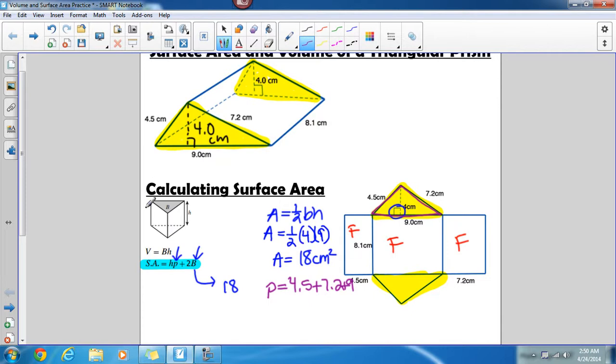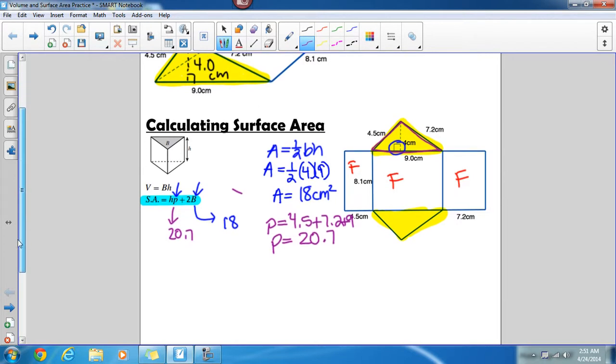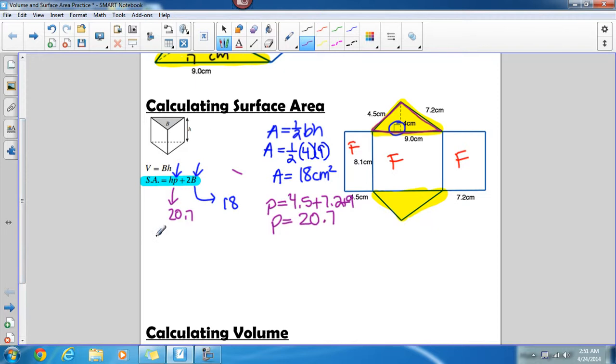I get 20.7. So P equals 20.7. Hopefully that's right. I used my calculator, but you never know. Sometimes mistakes happen. So this is 20.7. So looking at my formula, if I rewrite it, I have SA equals height, I don't know yet, or I didn't look at it yet, times 20.7 plus 2 times 18.